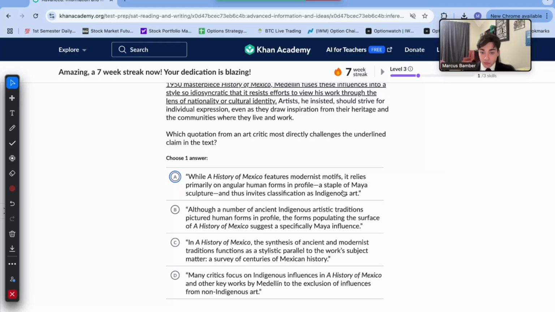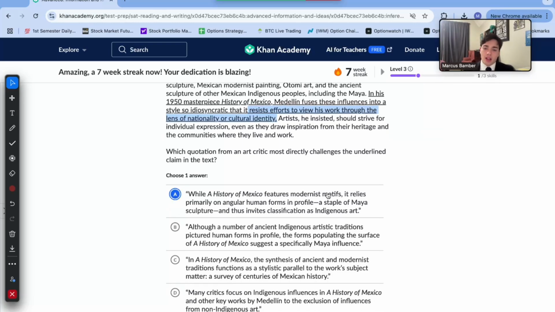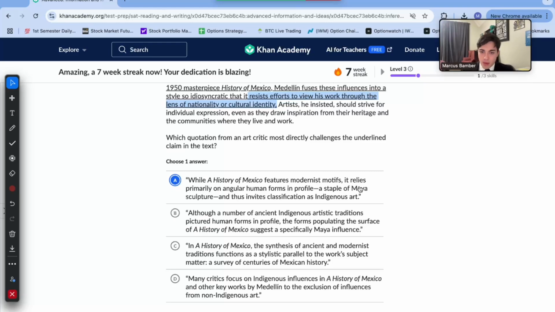All right. As we can see here, Medallion is trying to resist efforts to view his work through a lens of nationality or cultural identity, but this critic here directly challenges that by classifying it as indigenous art, especially of that Mayan influence that was mentioned. So this directly challenges it. It goes directly against the resisting efforts by actually viewing the work through a lens of nationality or cultural identity. That direct contrast is going to lead A to be likely the correct answer.